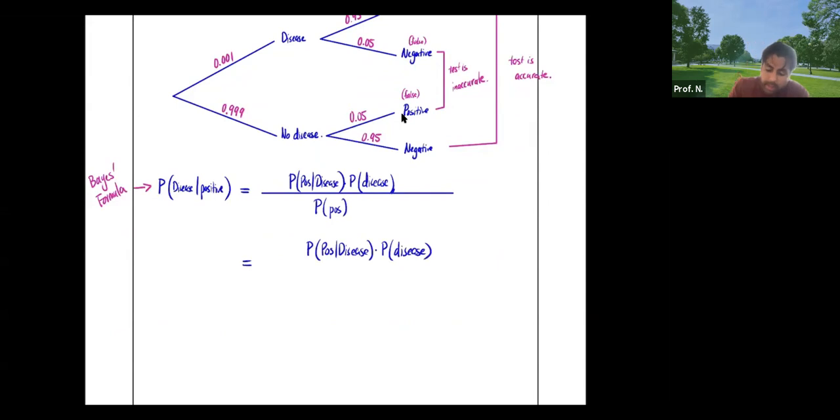So the numerator is the same. And the denominator is the probability that it's positive, given the disease is in the person, times the probability that I have the disease, plus the probability that it's positive, yet I don't have the disease, times the probability that I do not have the disease.